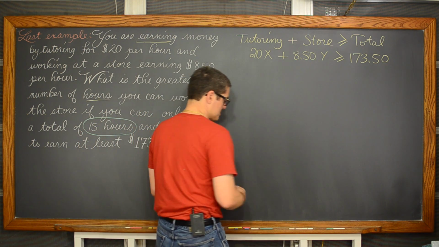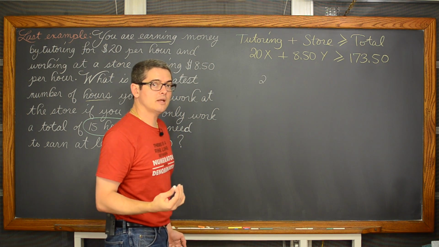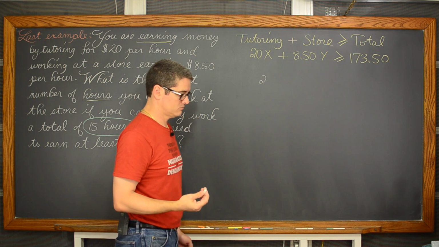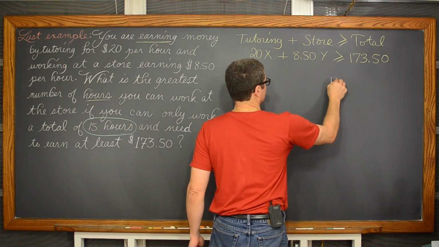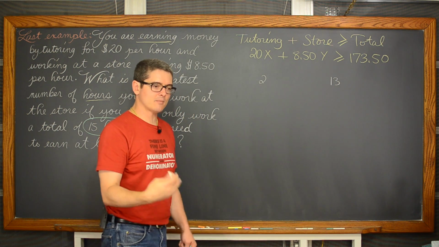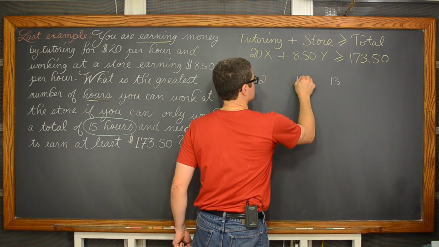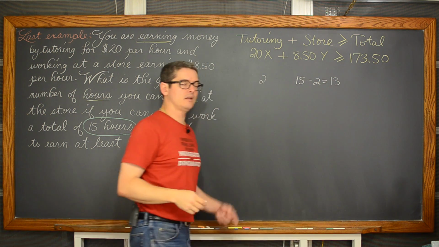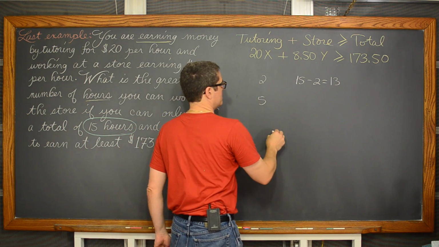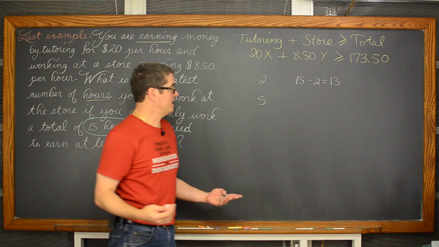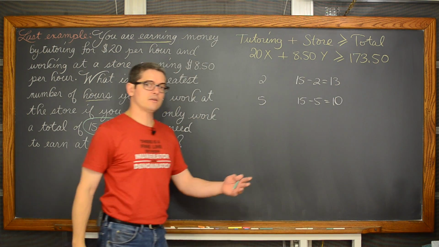I'm going to have to erase this in a second, but let's say that I spend 2 hours tutoring. Well, how many hours is that going to leave me at the store? Total of 15. That's going to be 13, right? And my students often would just throw that number out and I'd ask, well, how did you find 13? Well, that's 15 hours total minus the 2 that you spent tutoring, leaving a remainder of 13 hours for the store. If you spend 5 hours tutoring and you can only work a total of 15, that leaves you with 10 hours left for the store.